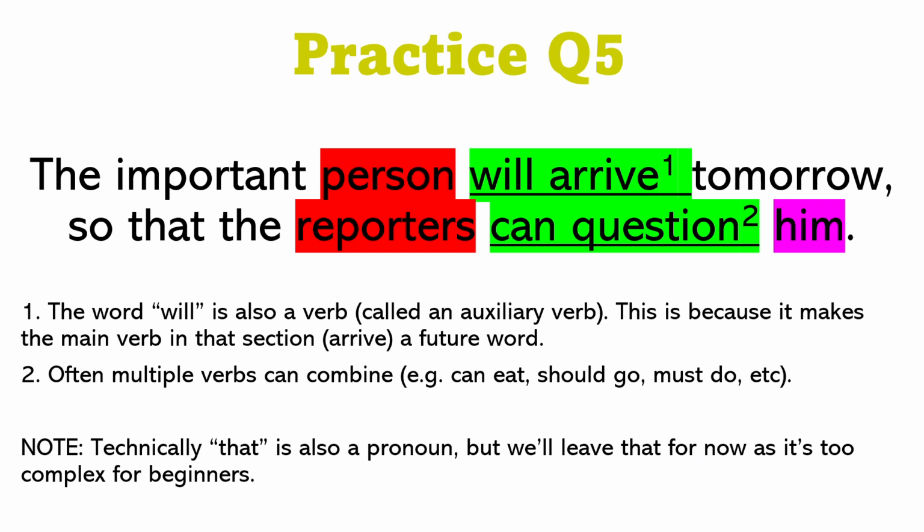We've also got can, question. Often multiple verbs can combine like that. So can is something that can commonly go in front of things. Same with like should, you should, question, that kind of thing. So yeah, you'll get used to multiple verbs being combined together, but that is a verb. Just wanted to note as well that technically the word the here, I'll circle it, is also a pronoun, but we won't go into that now because it's a bit complicated.